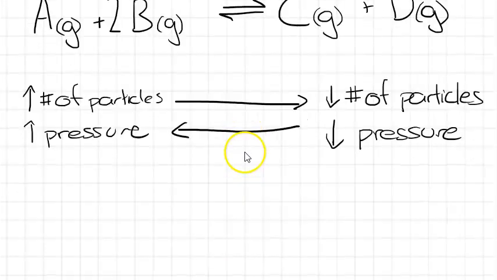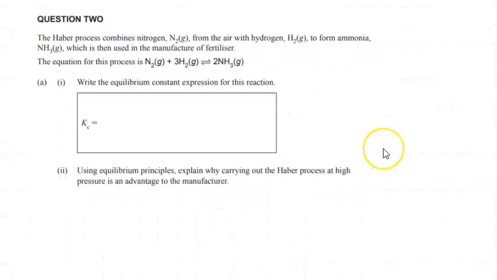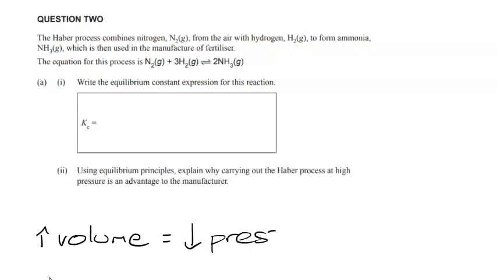So let's have a look at what kind of question we can get. The questions on this can be slightly varied. There might be a question that says, what will happen if you increase the volume of the reaction taking place? So you would need to first of all state that increasing the volume will decrease the pressure. So just remembering that, I always do this, increased volume equals decreased pressure. So if you get a question like that, make sure you state explicitly what that means.